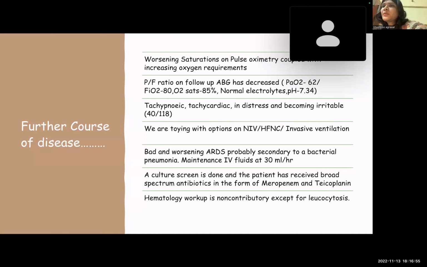Further in the course, the patient had worsening saturation on pulse oximetry and increased oxygen requirement. In the follow-up ABG, his PaO2/FiO2 ratio decreased. His PaO2 was 62 on FiO2 0.8 and O2 saturation was 85%. His electrolytes were normal. He was still tachycardic with a respiratory rate of 40 and a heart rate of 118. He was in distress and started becoming irritable. At this point, we decided to put him on either NIV, HFNC, or invasive ventilation.